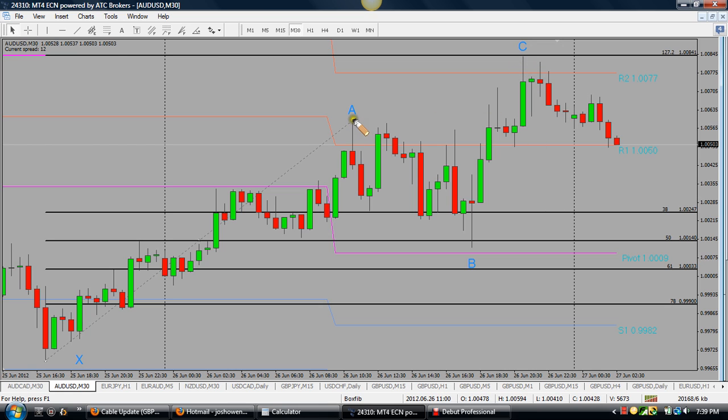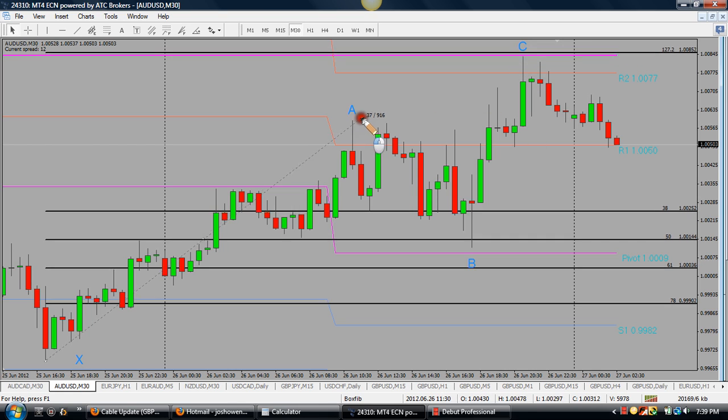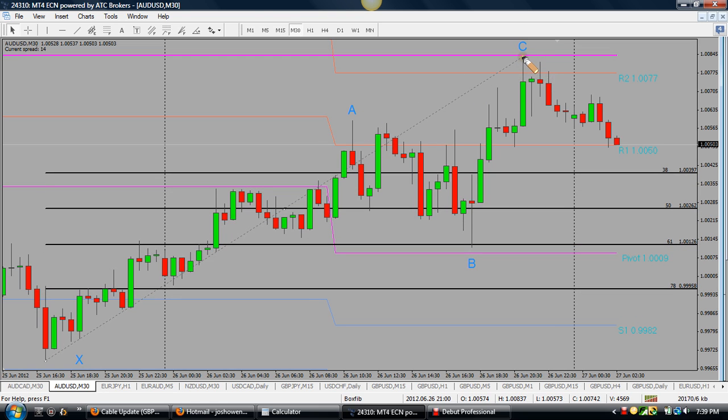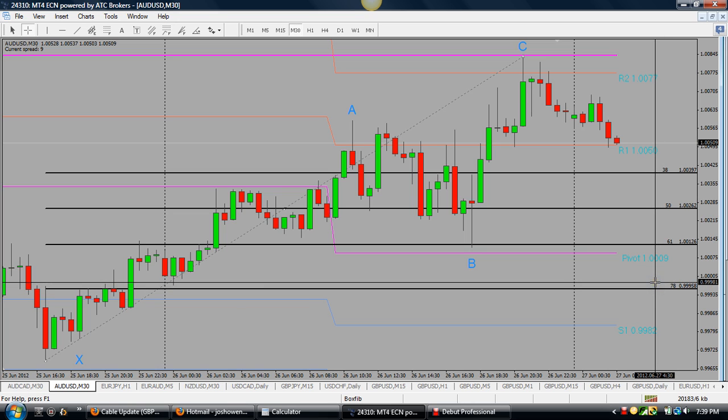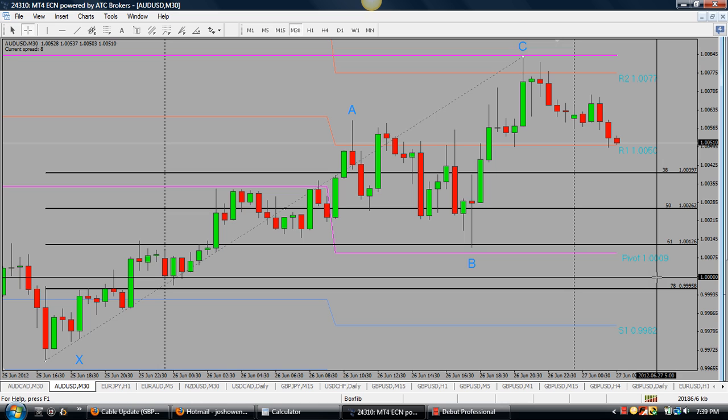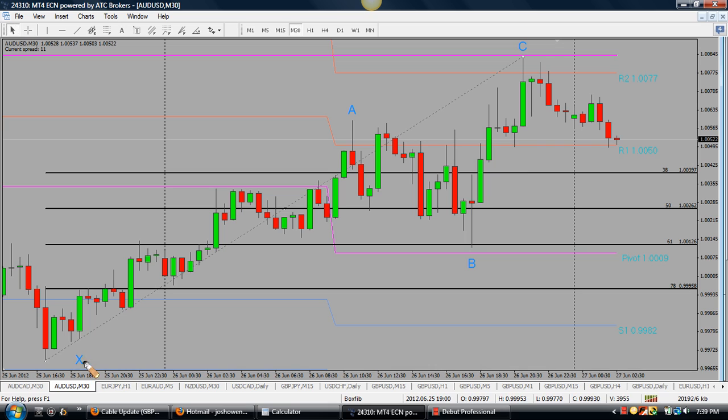So now we're looking to pull our fib tool from X on up to C, which gives us our D entry right here at the 78.6 retrace of the X to C leg. And that 78 retrace is coming in at 0.9995. So I'd say a good place to buy would be the nice round number of 1.0000. Stops, of course, below X, 10 pips.